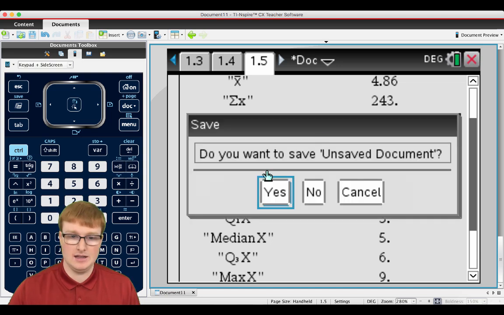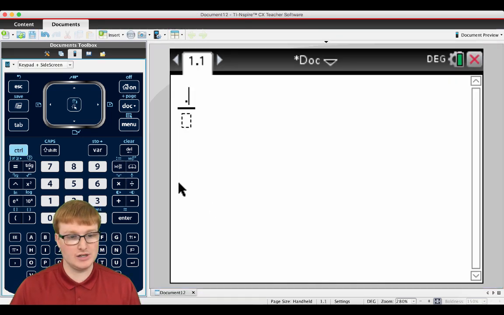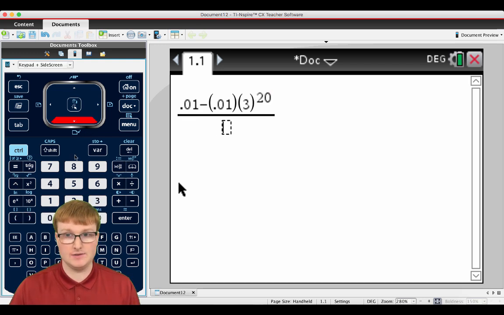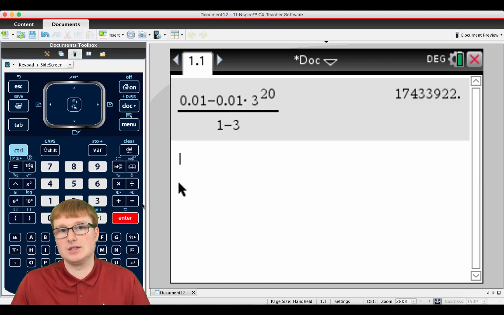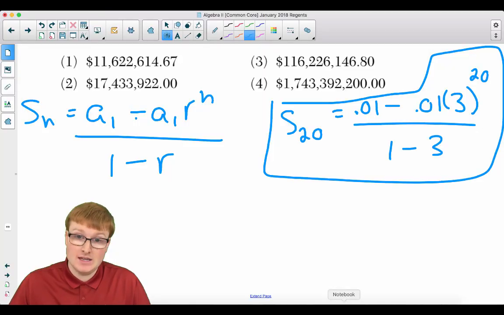So if you type this into your calculator, you should be getting your answer. Let's go ahead and type it in: 0.01 minus 0.01 times 3 raised to the 20th power, divided by 1 minus 3. And Brian is a very, very rich man. Are you kidding me? I wish I had a bank account like that.